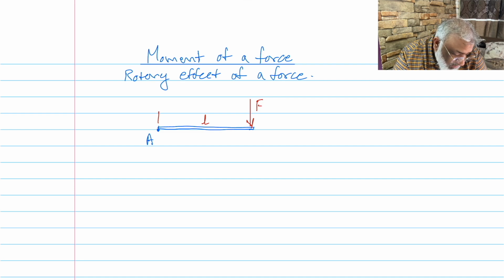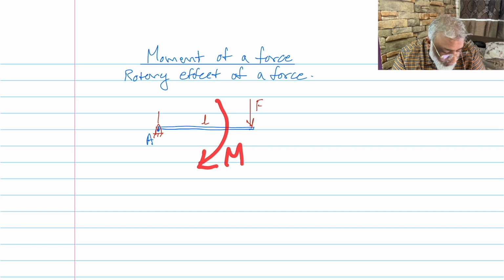Now of course, if this point is fixed and this force is applied, when this force acts in the downward direction, what will happen to the lever? The lever will rotate in the clockwise direction. So a vertical straight linear force is causing a rotary effect on the body. This rotary effect created by the force is called the moment of the force.